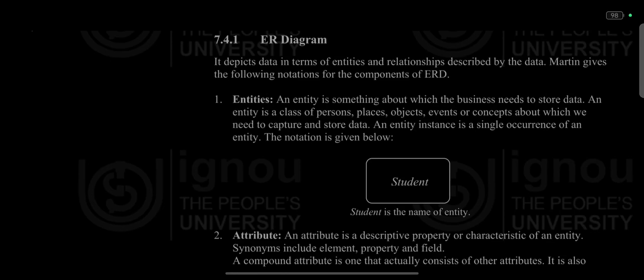data. An entity instance is a single occurrence of an entity. The notation is given below. Student is the name of the entity.